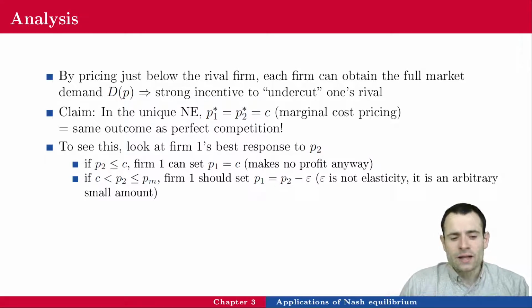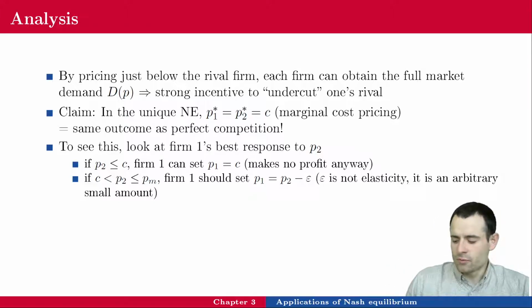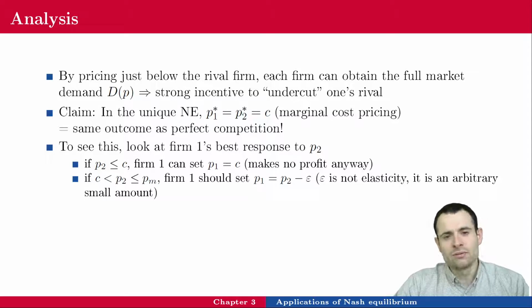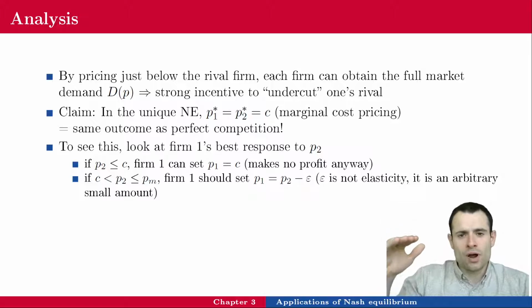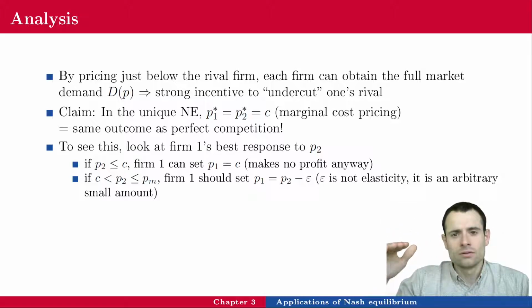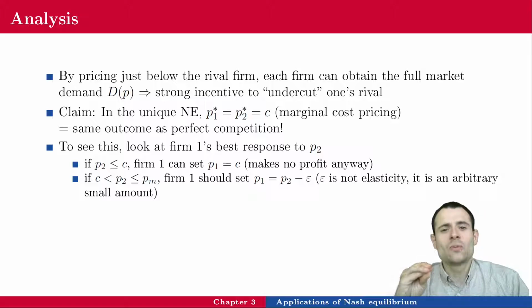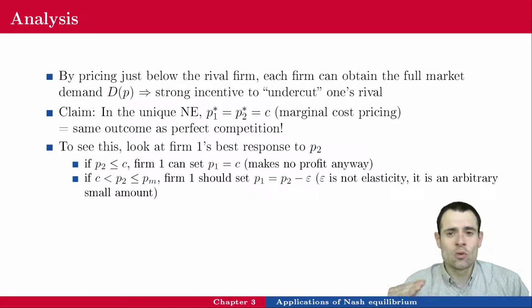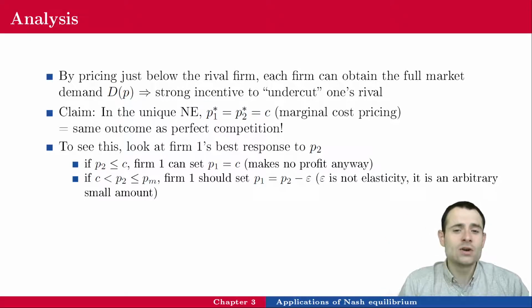Why do I say that P2 should be lower than PM as well? Because if the price of firm 2 is bigger than PM, the monopoly price, firm 1 doesn't want to charge a price slightly lower, because PM is going to maximize the monopolist profit. If firm 1 charges a lower price, it will be a monopolist. So in this case, it will rather charge a price equal to the monopoly price. Right?